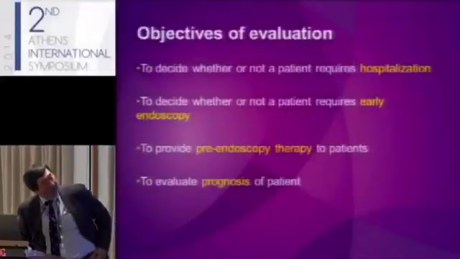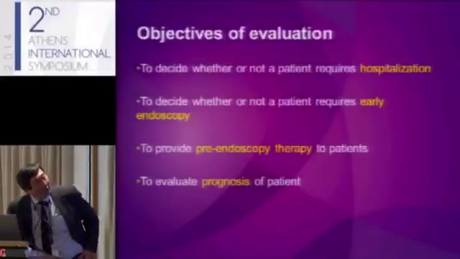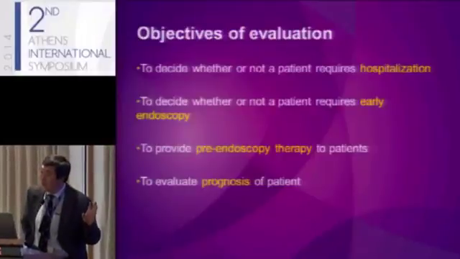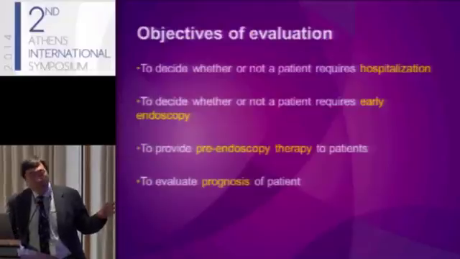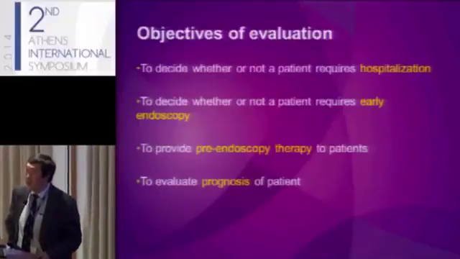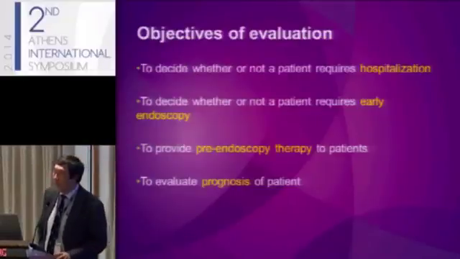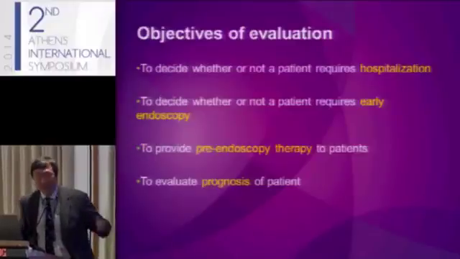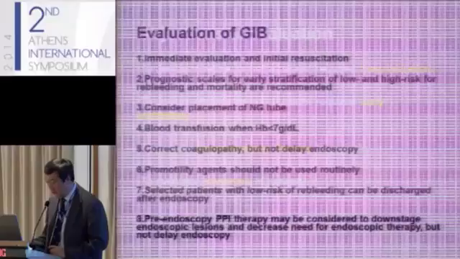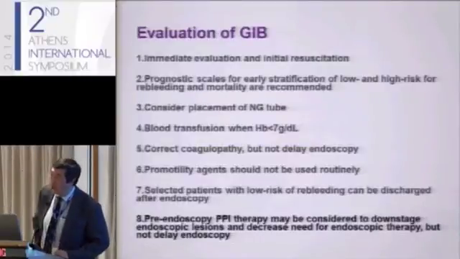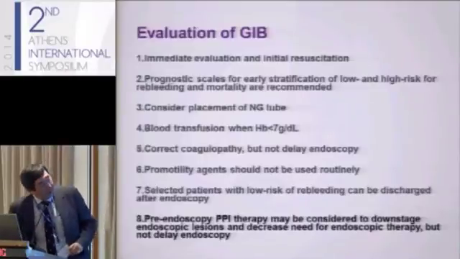All right. So what should we do before patient is admitted for endoscopy? I think the objective of our evaluation is to decide on the risk, whether the patient requires to be admitted to hospital, decide on whether the patient requires early endoscopy, and by early endoscopy I mean within 24 hours. What other therapy can we provide to the patient before endoscopy, and how do we assess the prognosis of this patient?